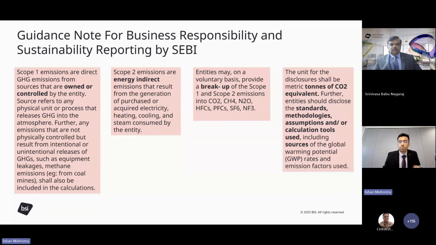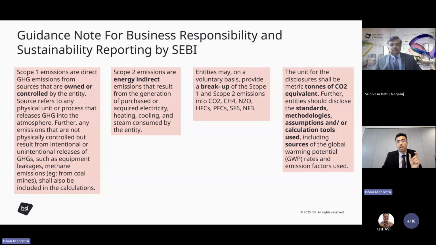You are operating the boiler inside your plant, you are managing it, you are deciding the fuel, scope 1. You are burning diesel in the DG generator, an asset owned by you. You are deciding, you are monitoring. It's scope 1. Then scope 2 emissions, this category is dedicated to energy indirect emissions.